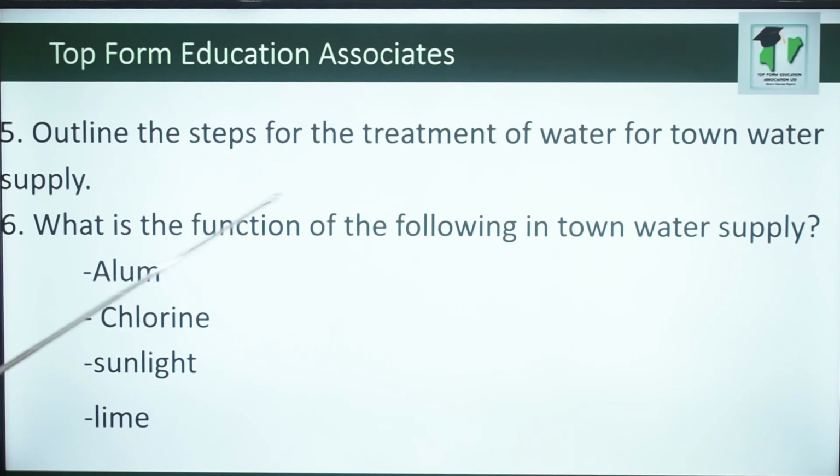Number 6, what is the function of the following in town water supply? Alum is used for coagulation, while chlorine is used to kill bacteria. Sunlight helps in aeration, while lime helps in pH adjustment.